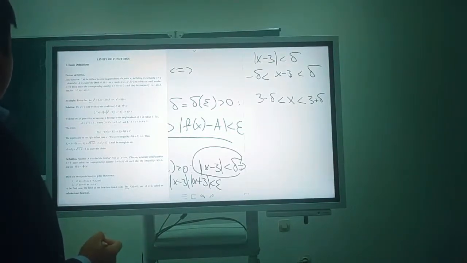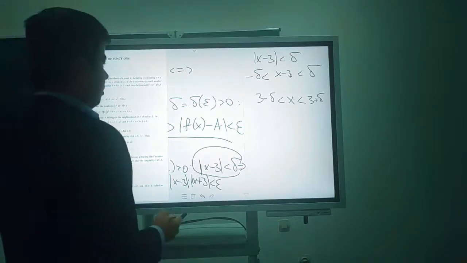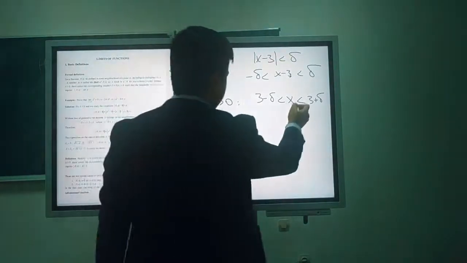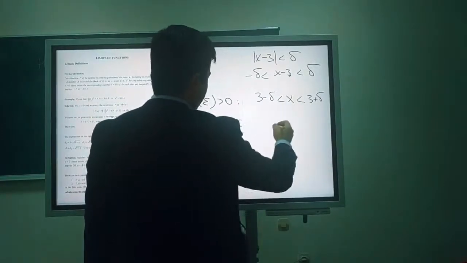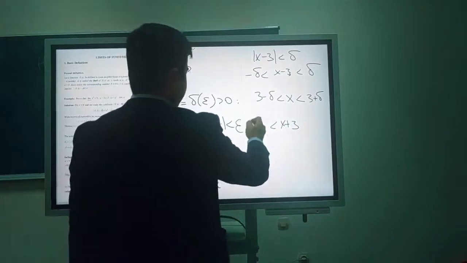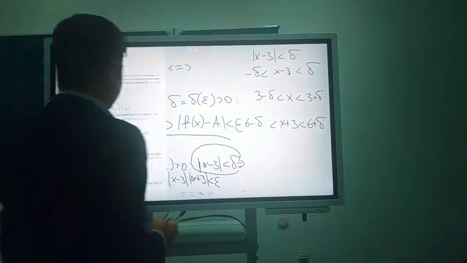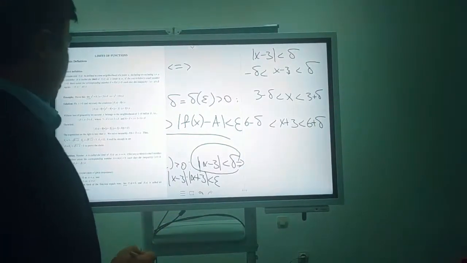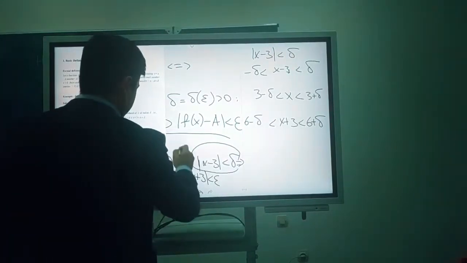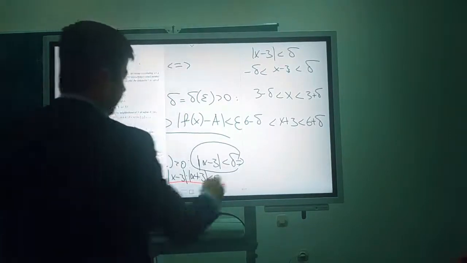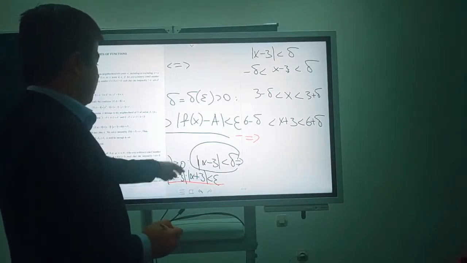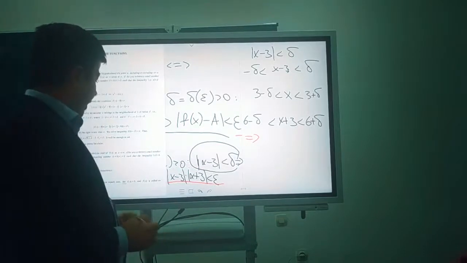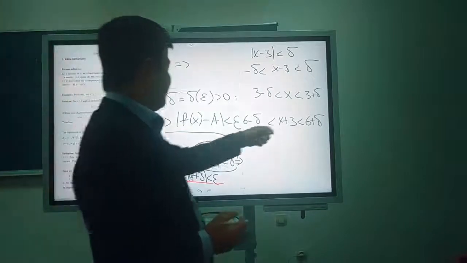Now we can write here x plus 3 also. So if we add 3 to all parts of our inequality, we have the following double inequality with x plus 3 in the middle. This is 6 minus delta and 6 plus delta. We get this inequality. And now, |x - 3| is less than delta from our inequality, and x plus 3 is less than 6 plus delta.